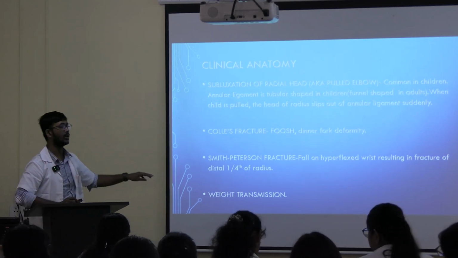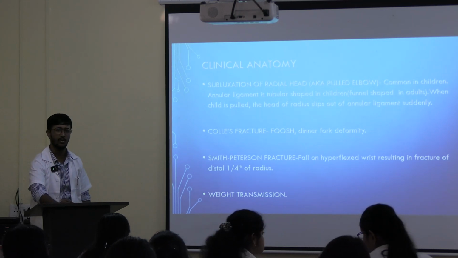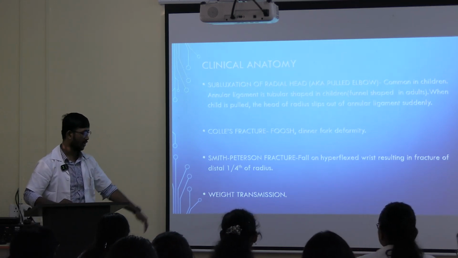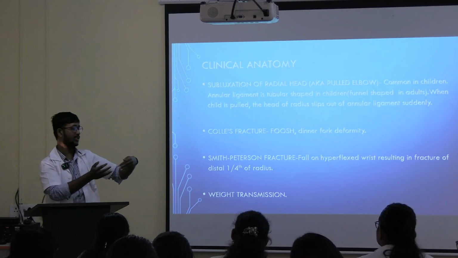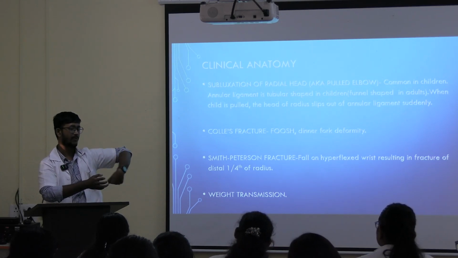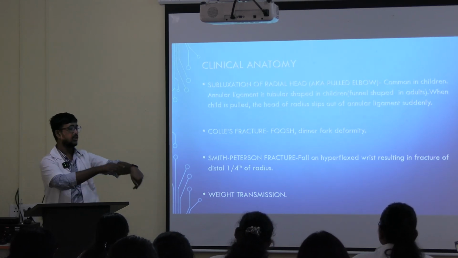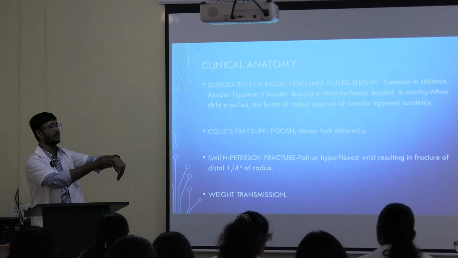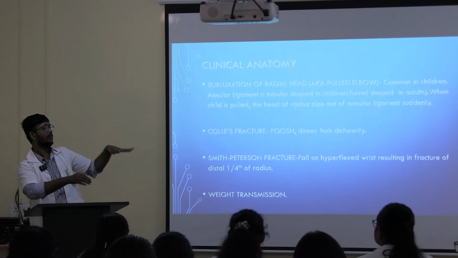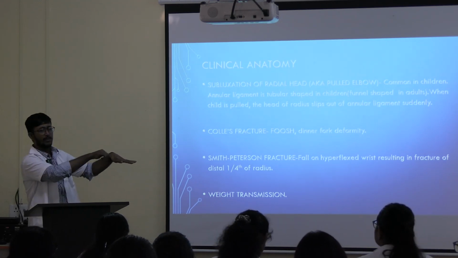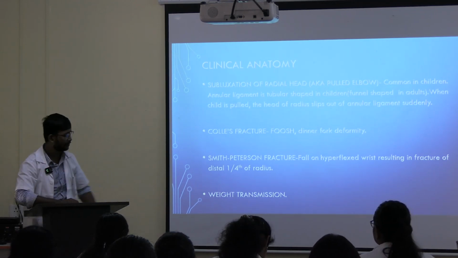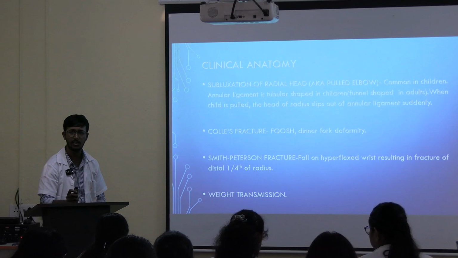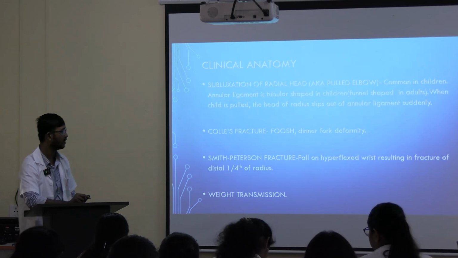And the opposite thing occurs with Smith-Peterson fracture, also known simply as Smith's fracture. If a person falls on a hyperflexed wrist, this is flexion, this is hyperflexion, this part will go in front and this will go behind. It will form a pattern like a garden spade, which we usually use in our garden. If you see these pictures on Google, you will understand clearly.